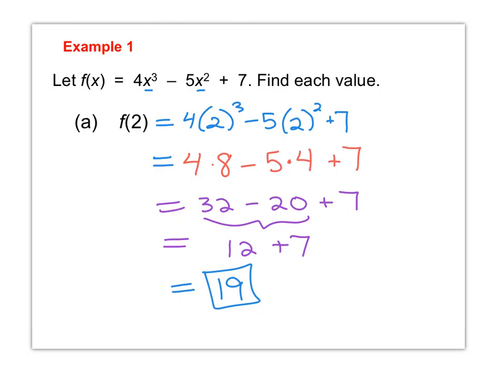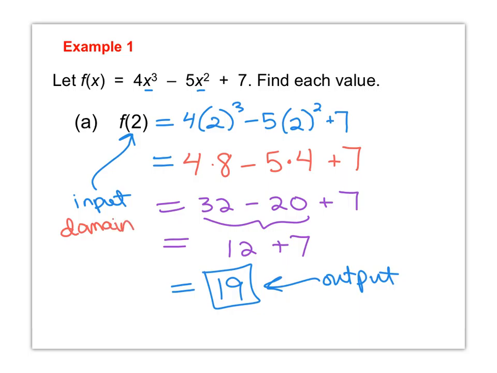So the 2 that we plugged into the function, we call this our input for the function, and the number that we get out is called the output. We can think of all of the input values as values that are part of the domain, and all the output values are values that are part of the range. The input values are typically represented as x values, and the output values are typically represented as y values, and they can be graphed on a piece of graph paper.